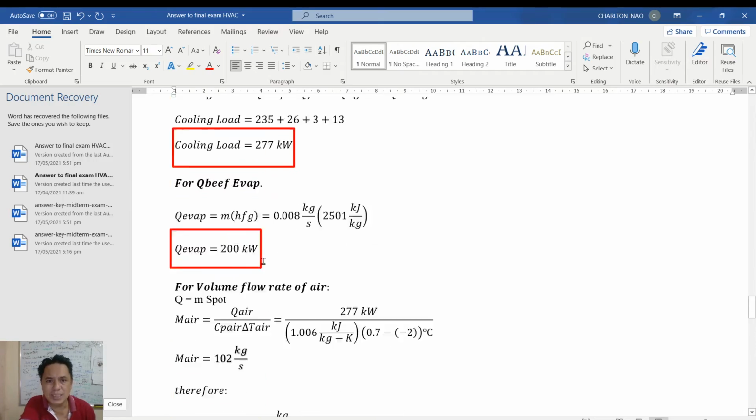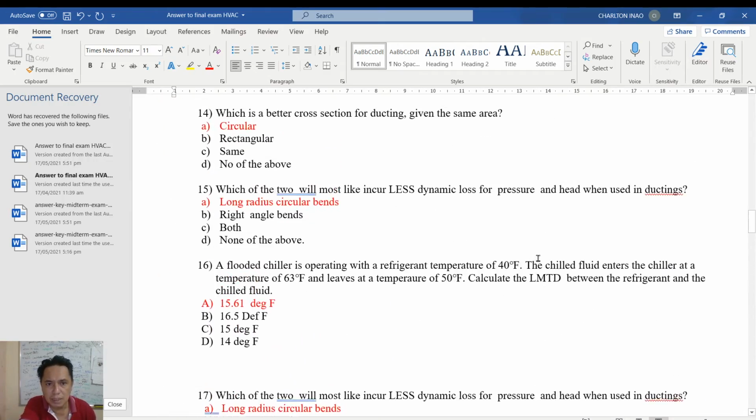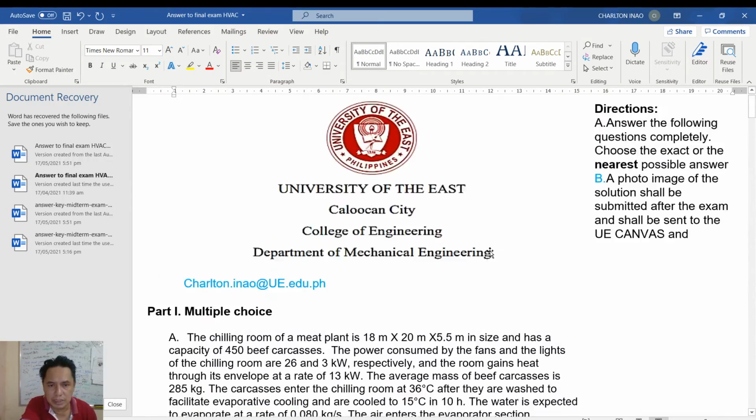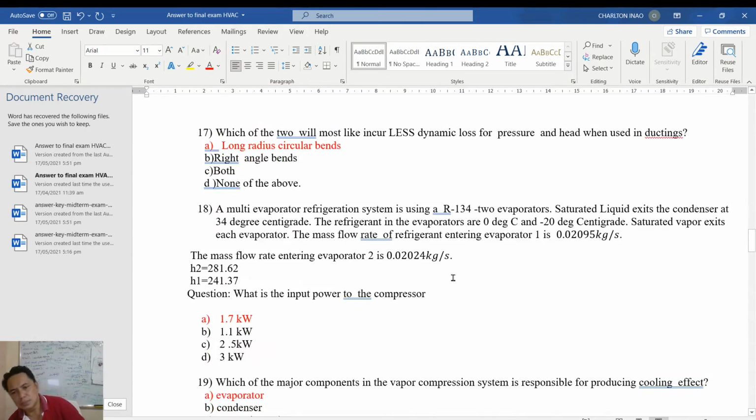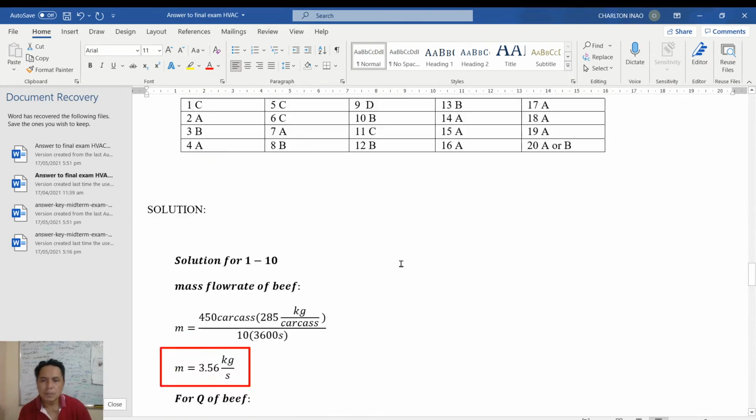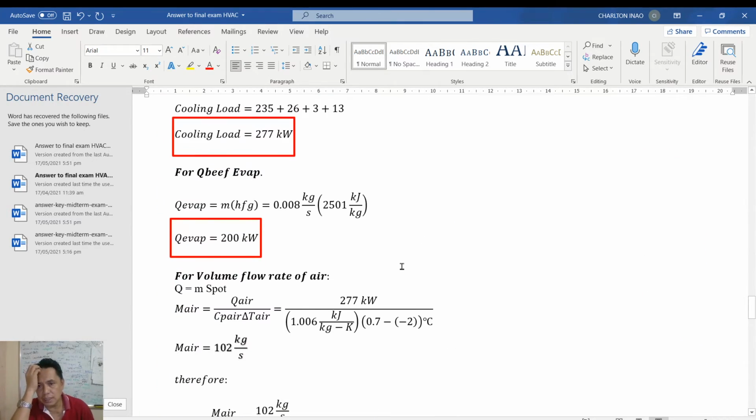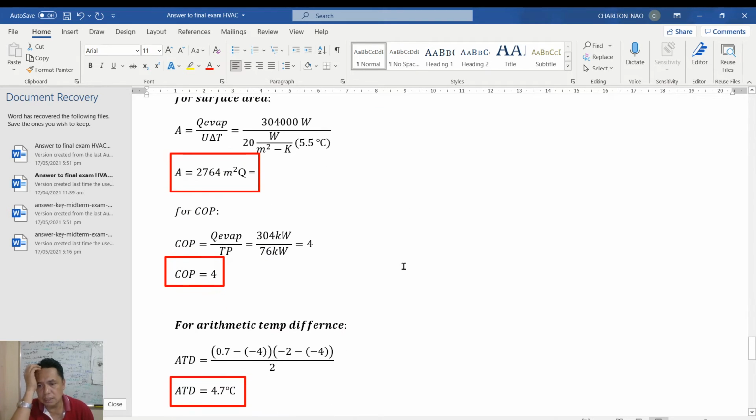Or 76 kilowatts, as can be seen in the problem. The power to the compressor is rated at 76 kilowatts. Where's that? Yeah, here. That's the compressor input power. That's why you were able to calculate the coefficient of performance, which is 4, which is pretty good. From 2 to 3.5 is good. No, 4 is very good.